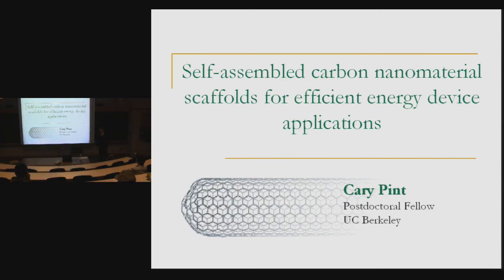All right, so thank you everybody for coming to my talk. I'm going to be talking about using carbon nanomaterials for efficient energy device applications.